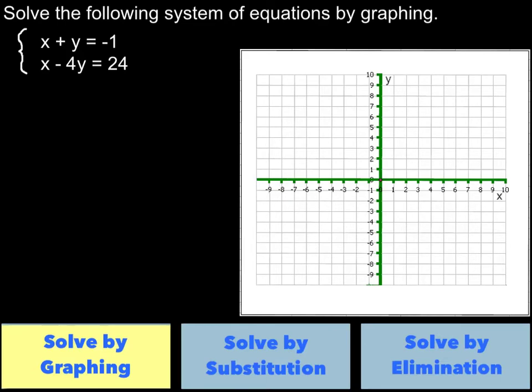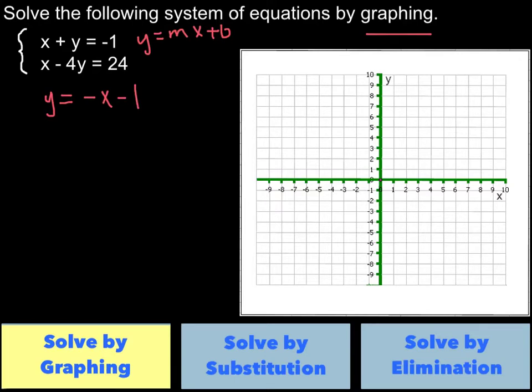The directions say, solve the following system of equations by graphing. And that's what I want to do. So I want to get each of my lines to look like y equals mx plus b, so that it's really easy to graph them. So really I just want to get y by itself. So in the top line, all I need to do is move x over. So I have y equals negative x minus 1.